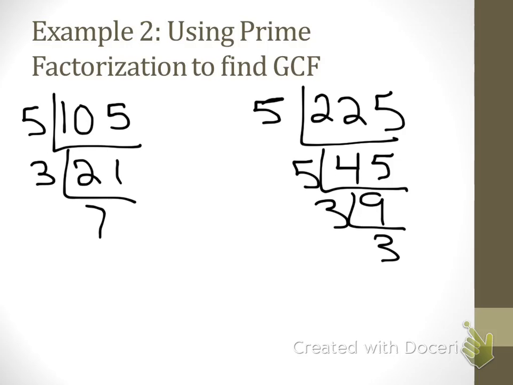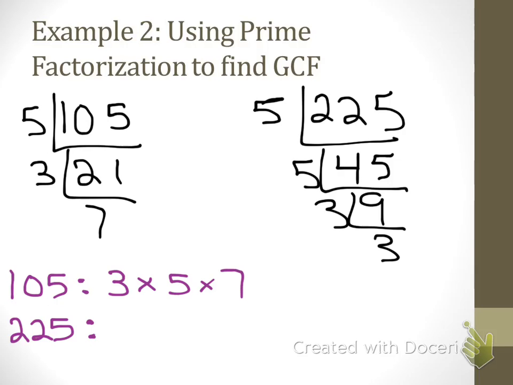Now what's the next thing we do to find GCF? Nope. You list them out. And no, you're not looking for the highest common number. That's only with listing factors. Okay, we list out our prime factors in order, least to greatest. 3 times 5 times 7. For 225, we do 3 times 3 times 5 times 5. Now what do we do? Anybody remember? Vanessa? Okay, very good. Circle the pairs.